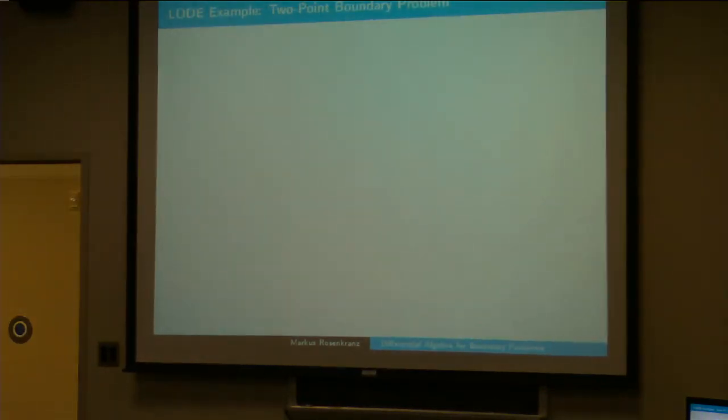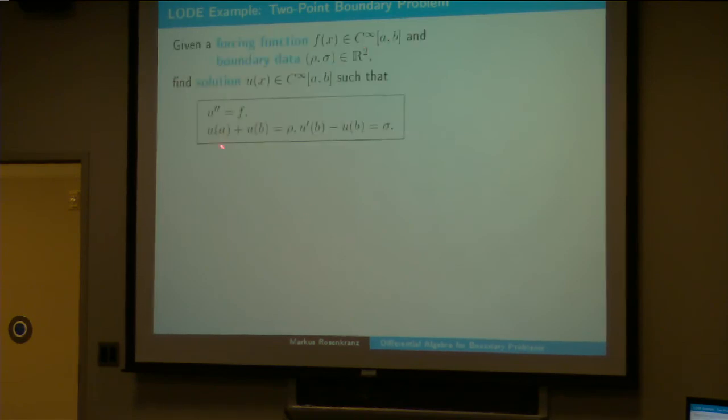Okay, so it's time for some examples, I suppose. Yeah? So here is, again, a kind of simplest scenario. I have here now a fully inhomogeneous problem of a simple sort, just the ODE. So here the forcing function is assumed to be a smooth function on the interval AB. A and B are the two boundary points. And here I have some condition. U of A plus U of B is equal to some number rho. So rho is just a real number. And U prime of B minus U of B is another number, sigma.